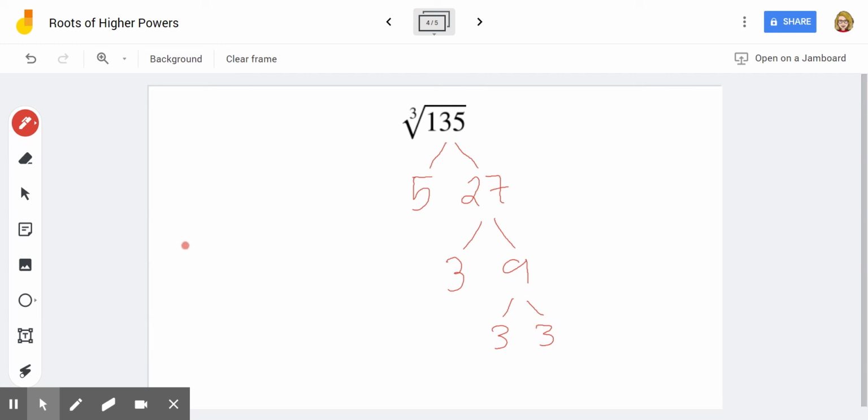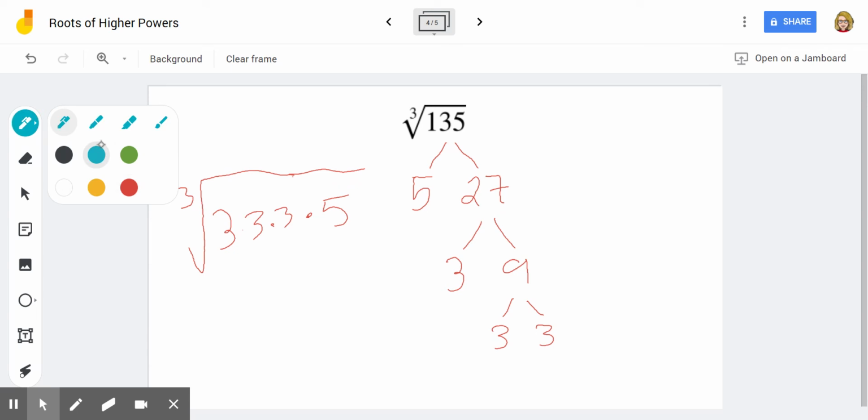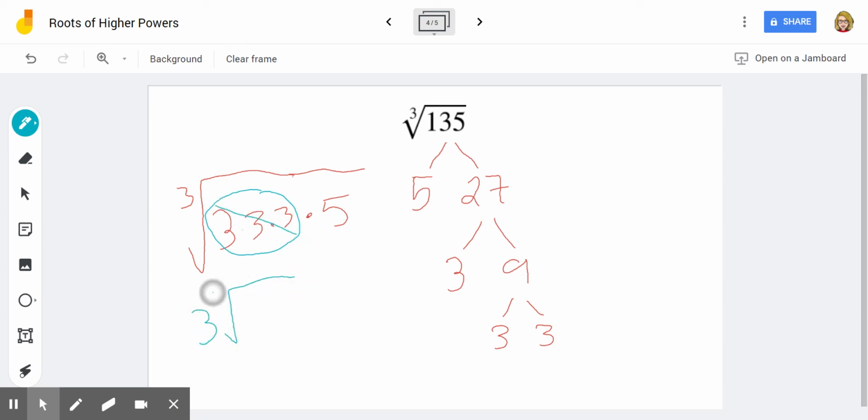So I'm going to rewrite my factors. So I have the cube root of 3 times 3 times 3 times 5. Okay, my index right here is 3. So I need a group of 3's to come out. I have one group of 3's that can come out. So they come out as one 3. Write my cube root. And 5 is left inside my root.